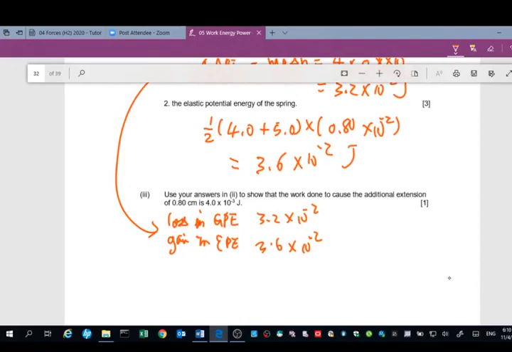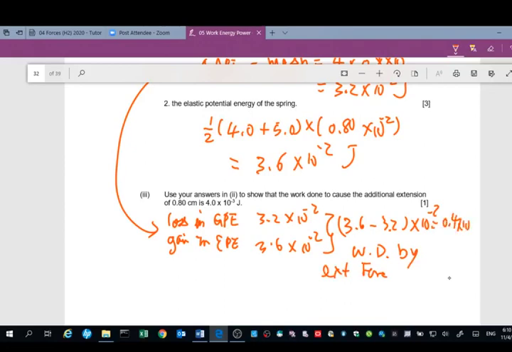That means your hand has to do this work. So the difference between these two, 3.6 minus 3.2 times 10 to the power minus 2, represents the work done by the hand, by the external force to pull down. So the answer is therefore 0.4 times 10 to the power minus 2 joule. Okay, so that's the end of this part.